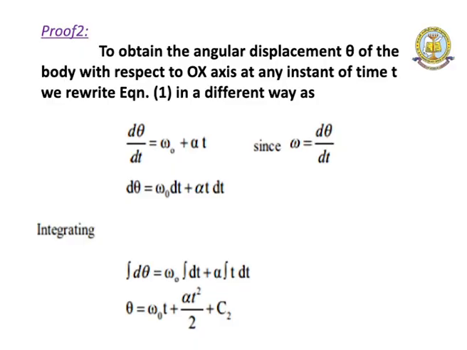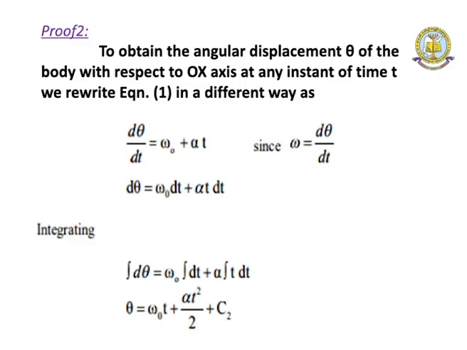Now the second one is to obtain the angular displacement theta of the body with respect to the OX axis at any instant of time t. We can write equation 1 and differentiate with respect to t. So in the equation omega equal to omega naught plus alpha t, omega, the angular velocity, is equal to d theta by dt. So d theta by dt is equal to omega naught plus alpha t. Now multiplying both sides by dt, d theta is equal to omega naught dt plus alpha t into dt.